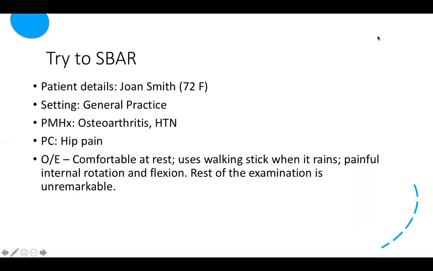So I've got an SBAR scenario for you guys. You can have a read through that, and if you want to have a go, just switch on your mic and you can try. I won't force anyone.